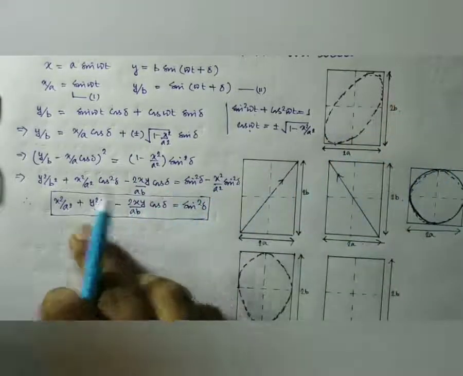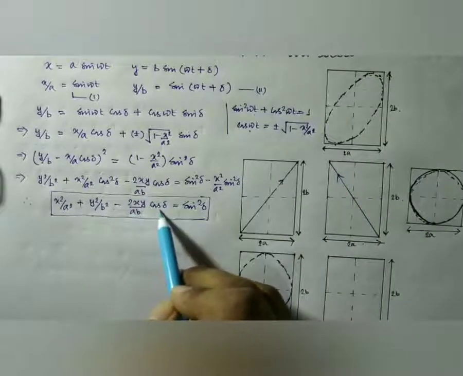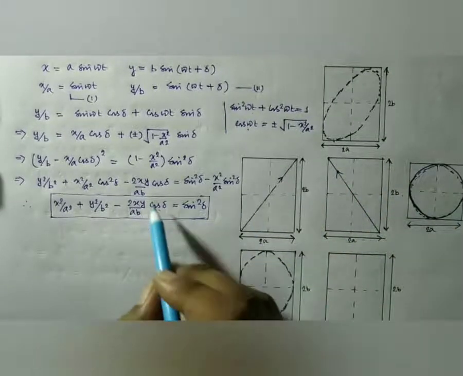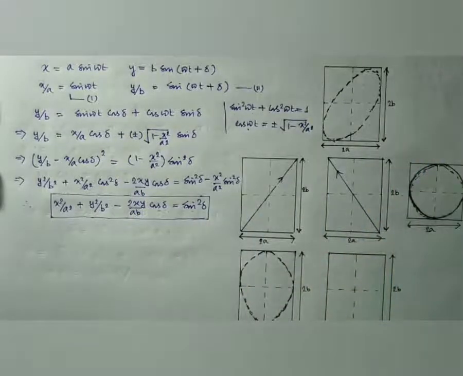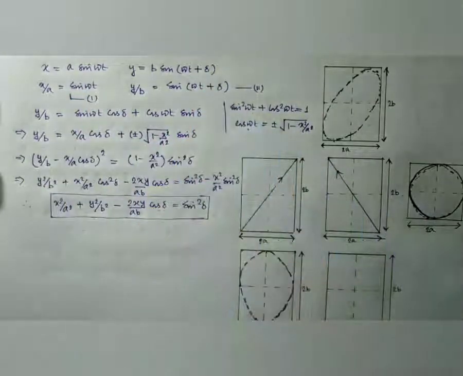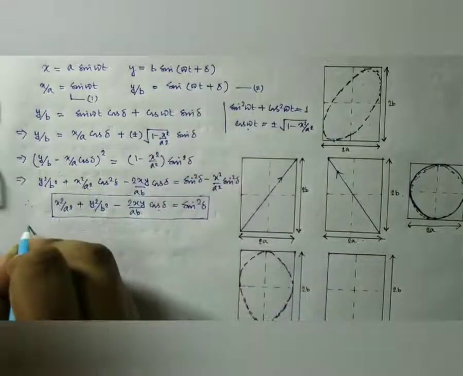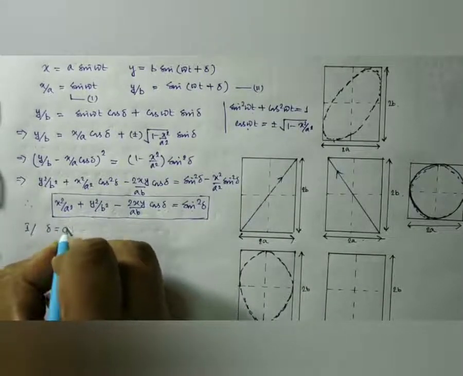2a and 2b. Look here, it is x square by a square plus y square by b square minus 2xy by ab cos delta equal to sin square delta. It is plotted here. Now we shall observe some special cases. First of all, if we take delta equal to 0, that means the superposition of the two SHMs having zero phase difference, let us call it case 1, delta is equal to 0.